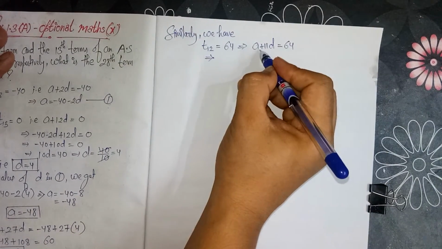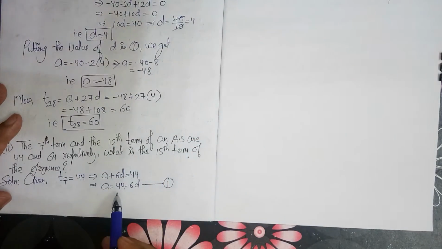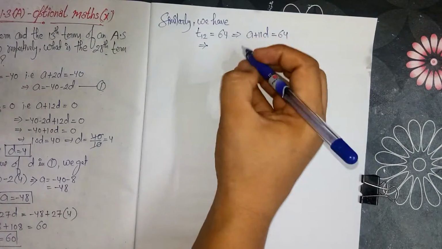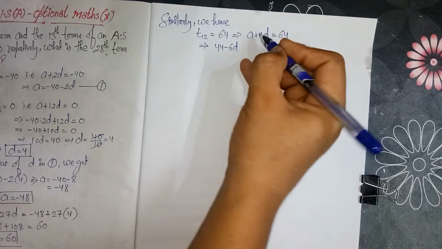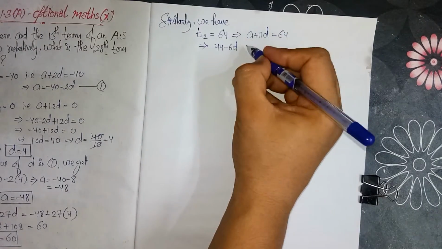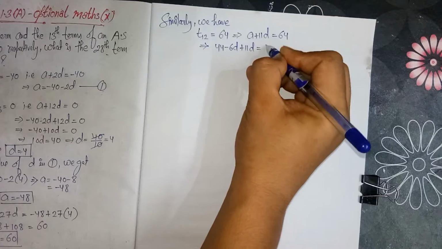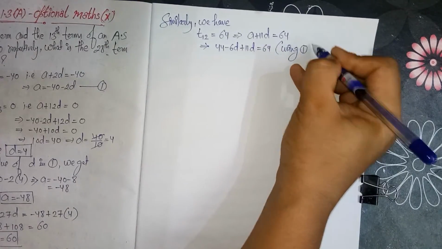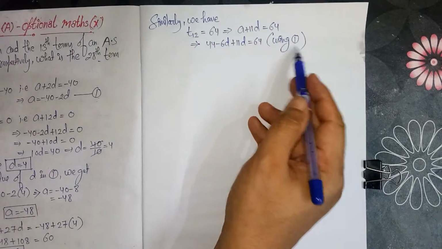Now in place of A we can put the value of A, which is 44 minus 6D. So putting the value of A, we get 44 minus 6D, from equation 1, plus 11D equals 64. This is using 1, because we have used the value of A from equation 1, that's why we have to write this.